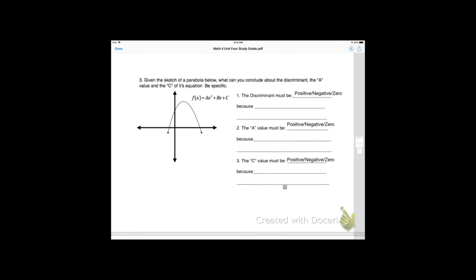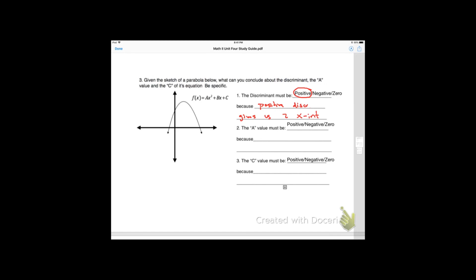And we know that a positive discriminant gives us 2 x-intercepts. And our discriminant is positive, whatever number is under there, that gives us 2 x-intercepts. So because, and then we just make that statement. So positive discriminant gives us 2 x-intercepts.